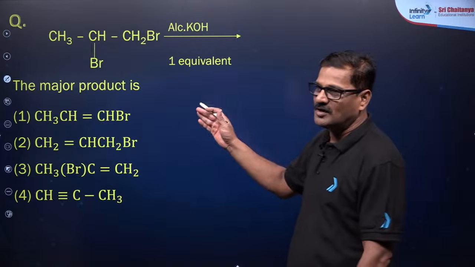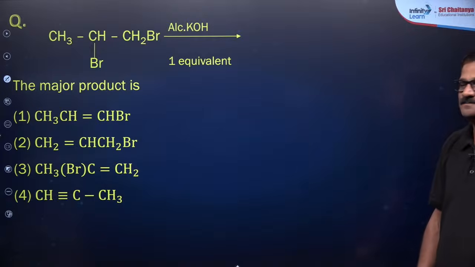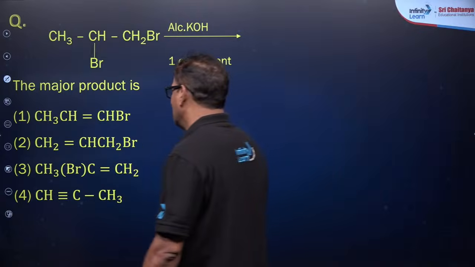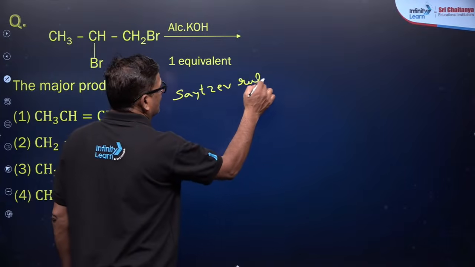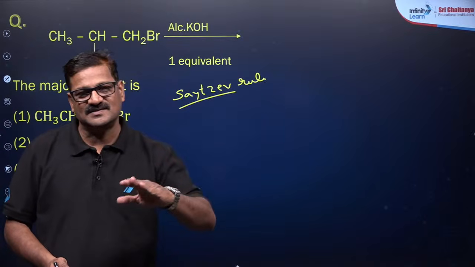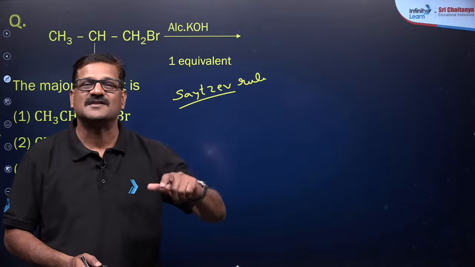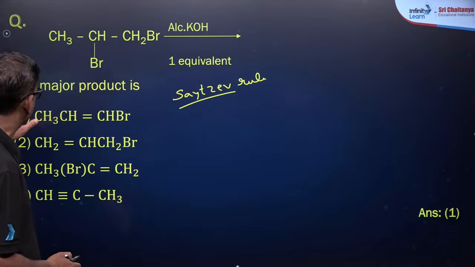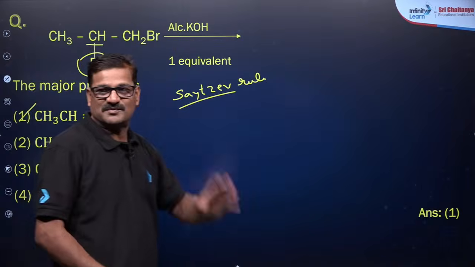And here, 1,2-dibromopropane with alcoholic KOH. So what will happen? What is the major product? So you have to use Saytzeff rule. Remove the hydrogen from the carbon which has the least number of hydrogen atoms on it, right? Fine. So the answer for this question is going to be this much. So the bromine is removed. So elimination takes place here, right?